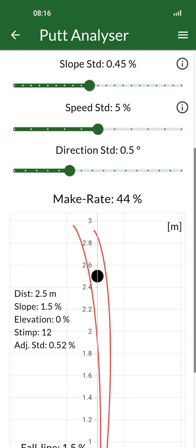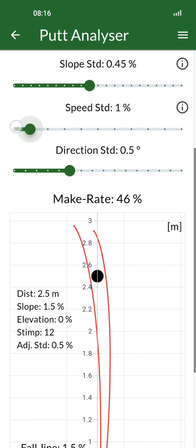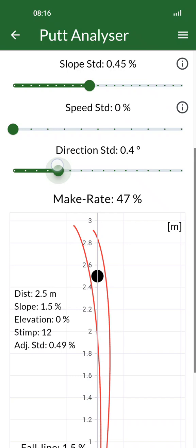For speed, we can see that when I'm improving this, it makes a very small indent to the make rate. Similarly, if I improve direction. What this means is that no matter how good I get at hitting putts, even if I hit every putt absolutely perfectly, I won't be able to get to a make rate comparable to the best putters on tour, simply because my ability to estimate the slope isn't good enough.